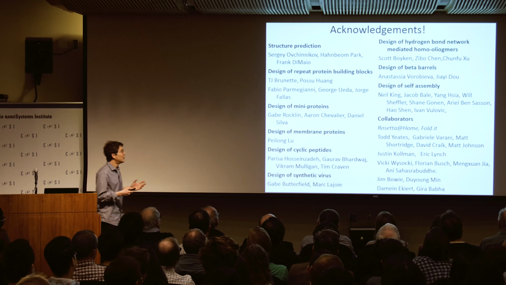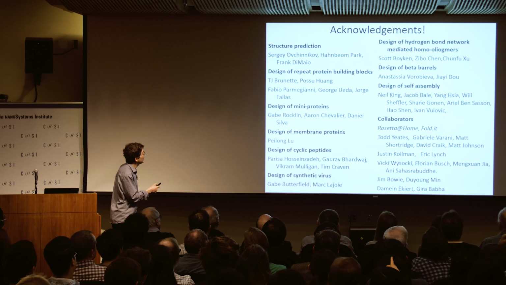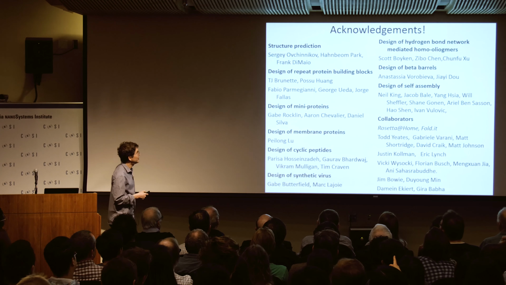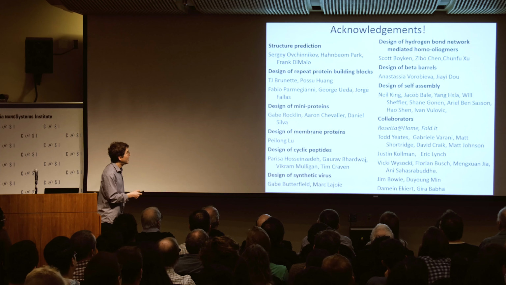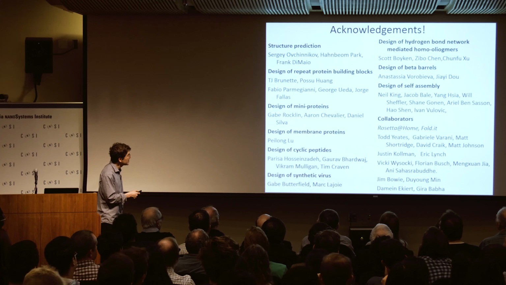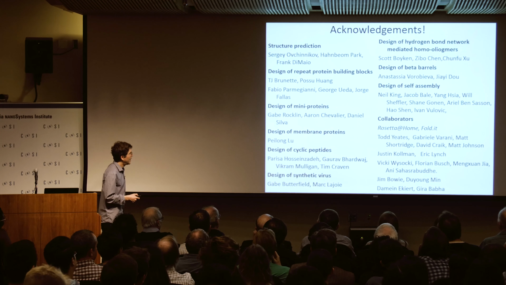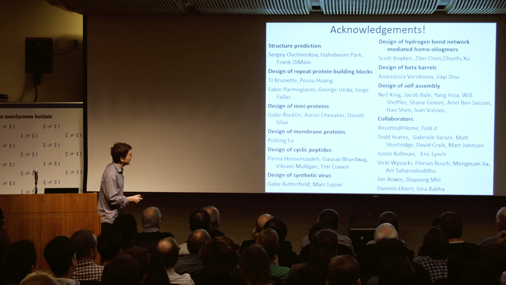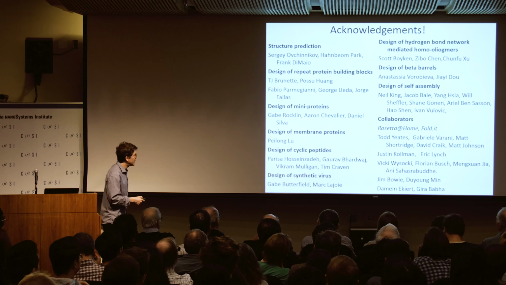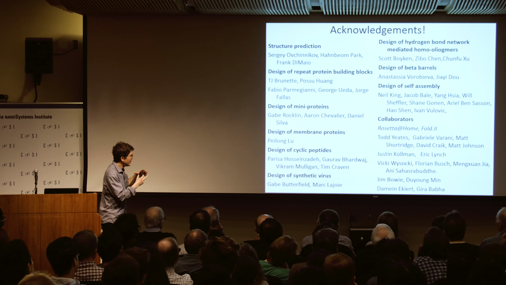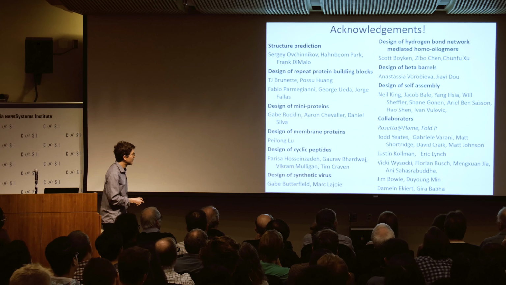So I've had a large number of really fantastic colleagues and collaborators. So Sergei Ovchinnikov, Hahnbeom Park, and Frank DiMaio really did the work that led to the breakthrough in protein structure prediction I talked about at the beginning. The design of the repeat protein building blocks was done by TJ, Posu, and Fabio. The design of the mini proteins, Gabe Rocklin did the design for stability, and Aaron and Daniel designed the binding proteins. The membrane protein design work was done by Peilong Lu, again in collaboration with Jim and Du Young here. The cyclic peptides, Gaurav and Vikram designed the first larger ones, the circular ones, and then the 7 to 11 residue ones. It was worked by Parisa Hosseinzadeh and Gaurav and Vikram and Tim working together.